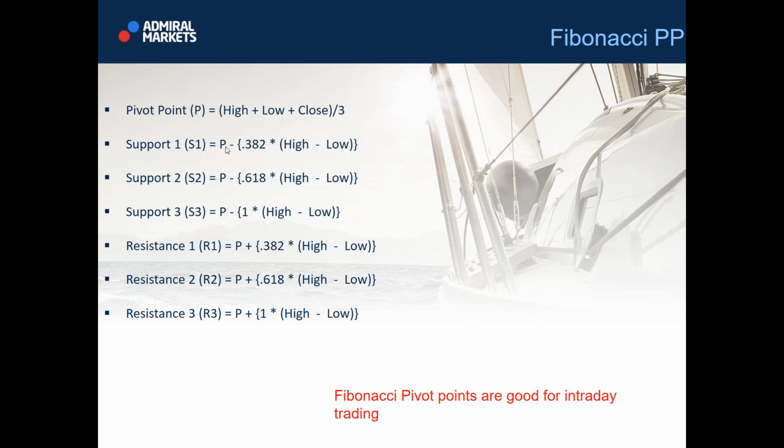Support one is P, the pivot point, minus 0.382 times high minus low. So you can read this, you can snapshot it if you want, but I think this is pretty much clear to you, right?